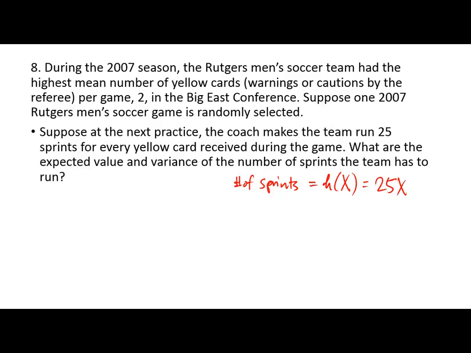Okay, so if I want to know the expected number of sprints, that's just the expected value of h of x. There's a formal definition for what that means, but since h is a linear function, we have some special properties. So this is the expected value of 25x. That's what h of x is. What can I do with that?